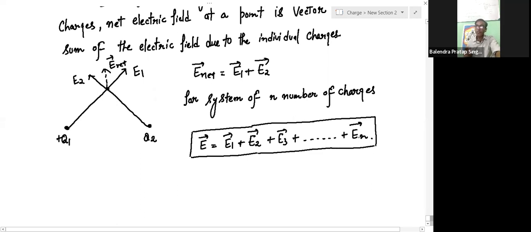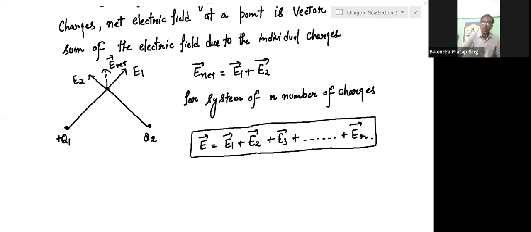Vector sum is different from algebraic sum, because in an algebraic sum we simply add all the numbers. Suppose you have 5, 3, 2, 4, then you just add all the numbers. But when we talk about vector sum, in that case we also consider its direction. In my previous lecture I already told you how to add two or more vectors and how you can find the vector sum. Okay, so this is all about its statement.